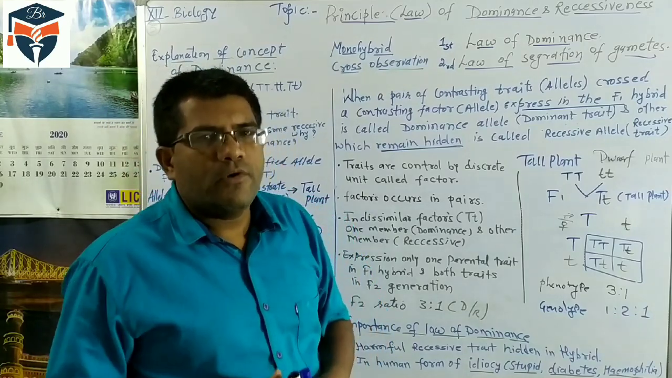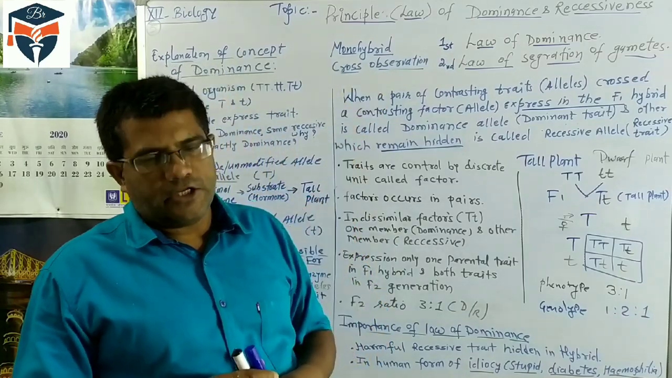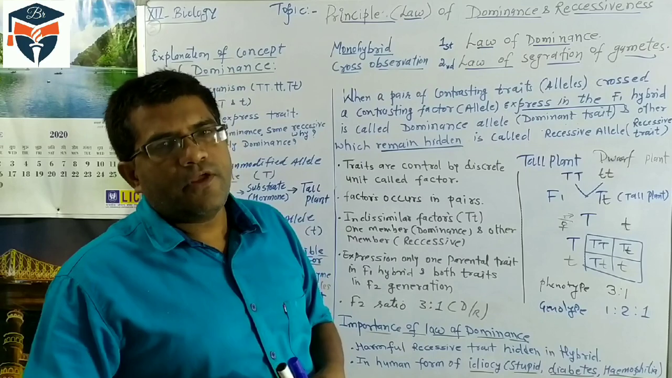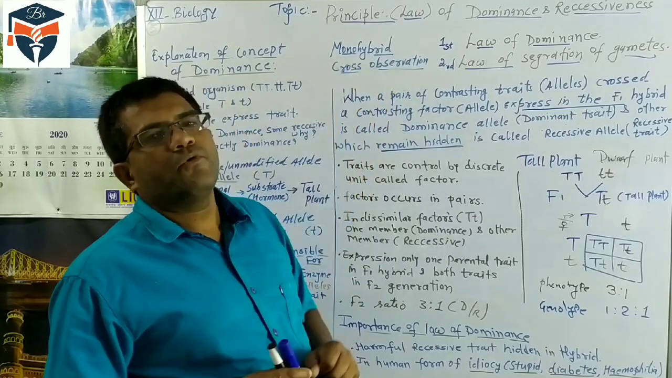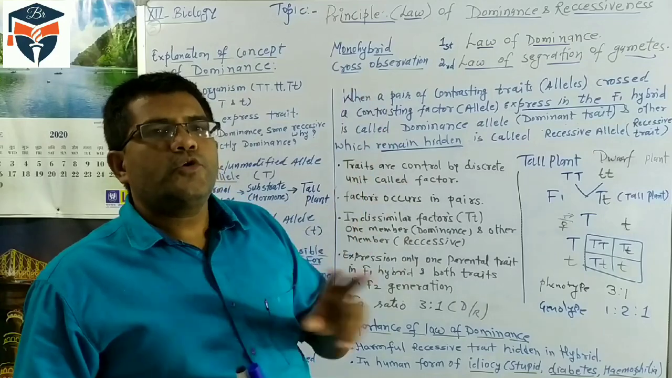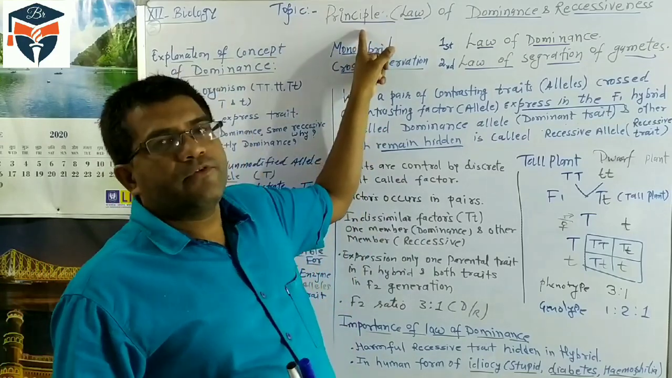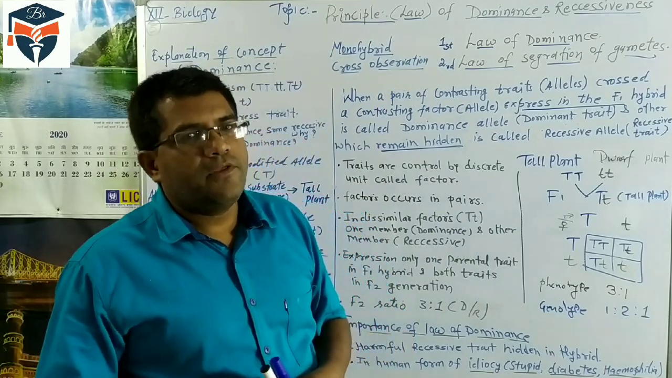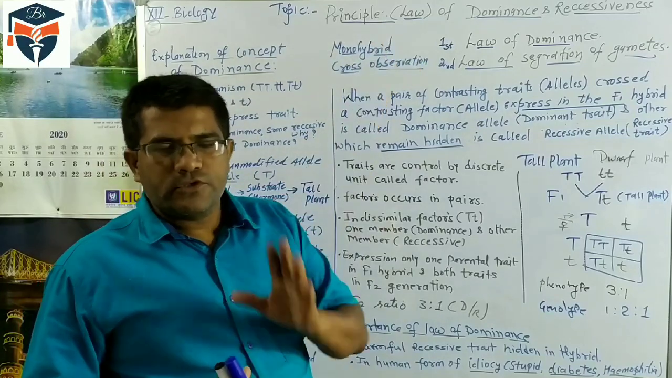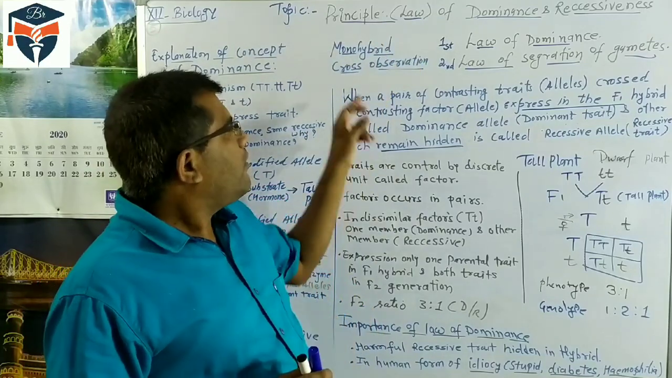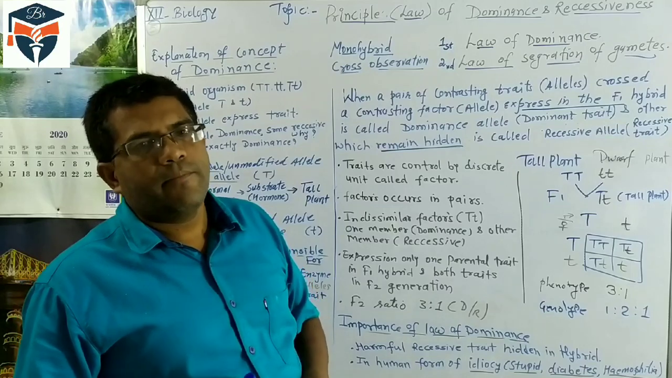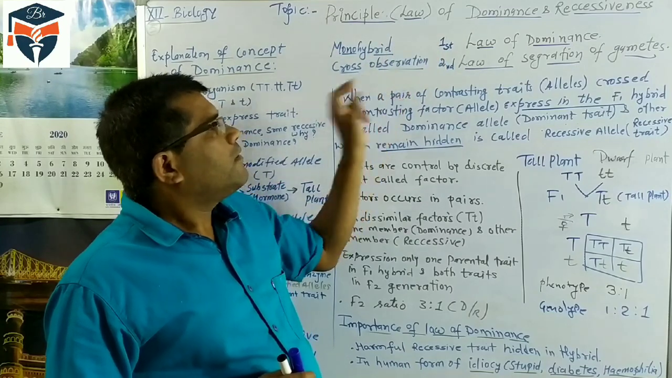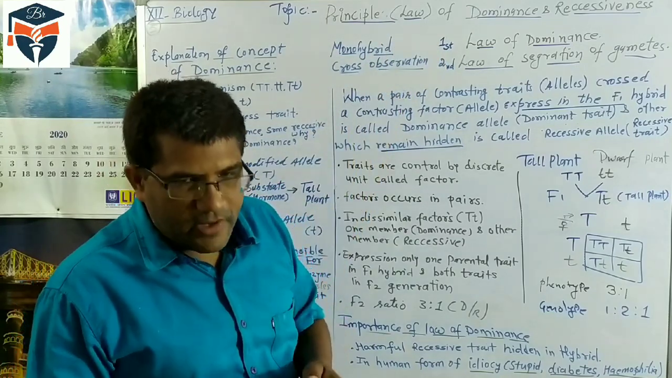Students, when Mendel worked on monohybrid cross, he made many observations. On the basis of these observations, Mendel gave two laws. Mendel gave two principles, which we call Mendel's laws or principles. Actually, these are the rules framed by Mendel on the basis of observation of monohybrid cross.